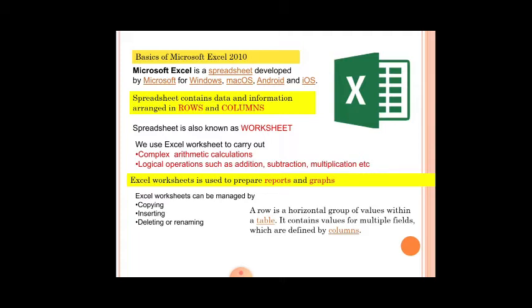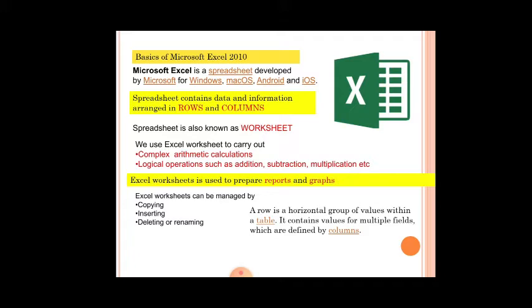Why we use Excel is the second question. Why do we want to use Excel? We use Excel to carry out complex arithmetic calculations. Normal arithmetic calculations can be done by humans, whereas complex arithmetic cannot be done by humans, so it has to be done with the help of the computer. Then logical operations such as addition, subtraction and multiplication. Excel worksheets are used to prepare reports as well as graphs. These are the major important things of Excel, where it is used to prepare reports. Excel worksheets can be managed by copying, inserting, deleting or renaming.